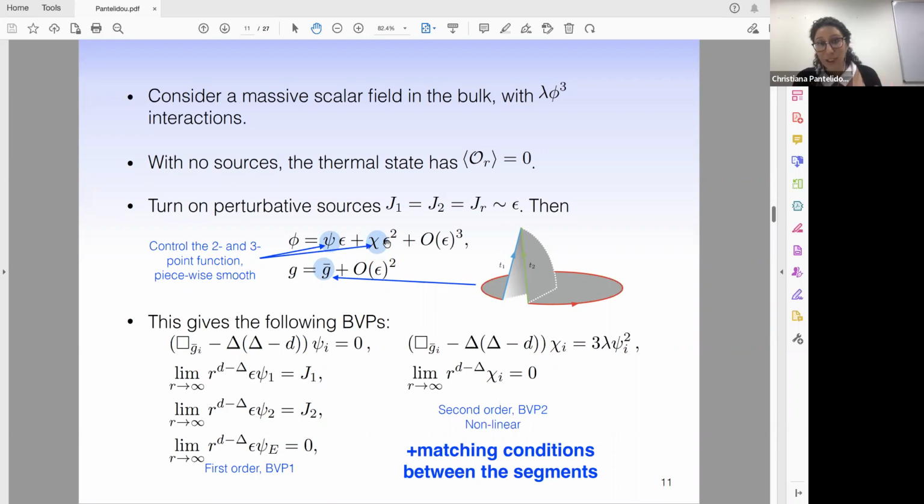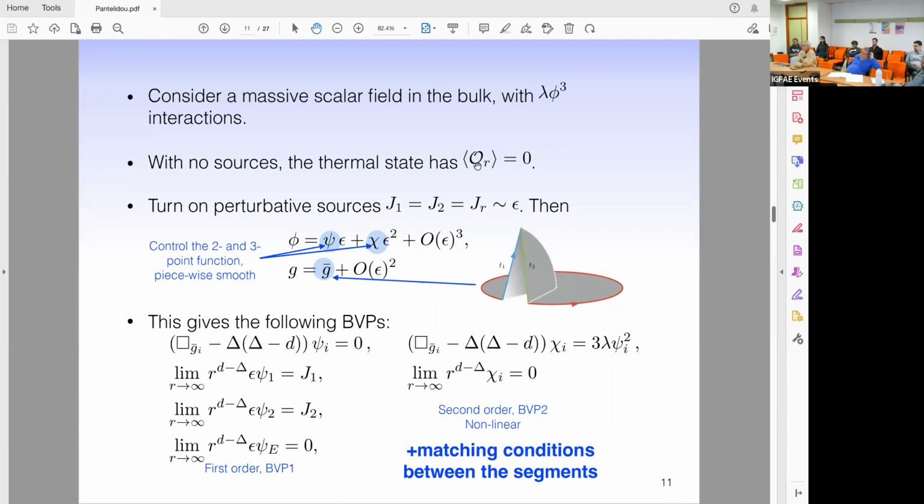So essentially, what I'm trying to do is a perturbation around equilibrium. This is what epsilon is: the parameter controlling how far I am from equilibrium. And my equilibrium state has this VEV of the scalar operator being 0.